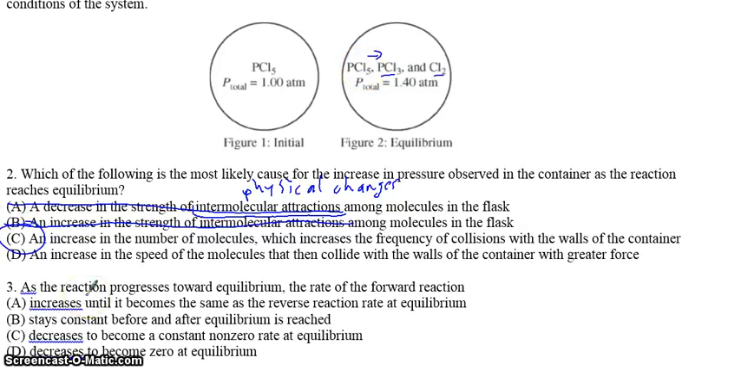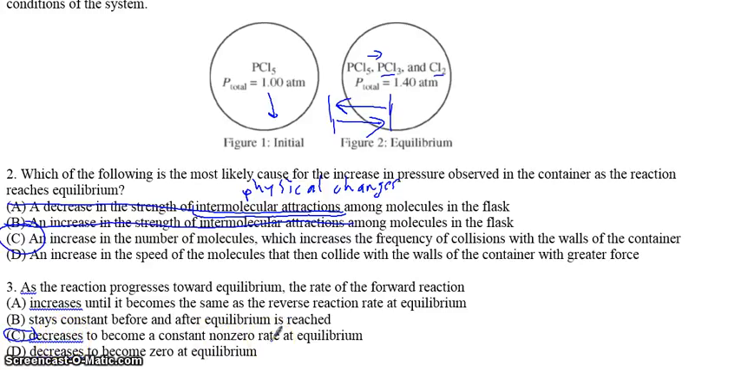Number 3 says, as the reaction progresses toward equilibrium, the rate of the forward reaction. The rates equalize at equilibrium, recall. The forward rate decreases because we are losing reactant as we go toward equilibrium. The reverse rate, because this is now an equilibrium system, increases. The forward rate decreases and the reverse rate increases until they become the same, and that's the whole point. So C is the correct answer. The forward rate decreases and becomes a constant non-zero rate at equilibrium.